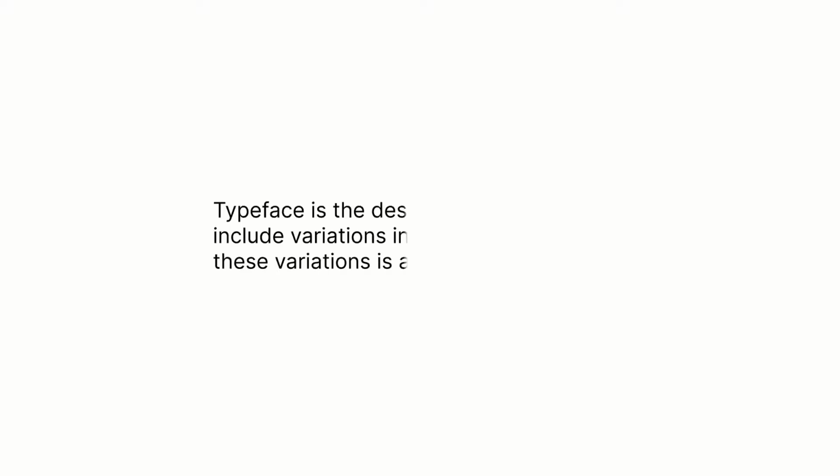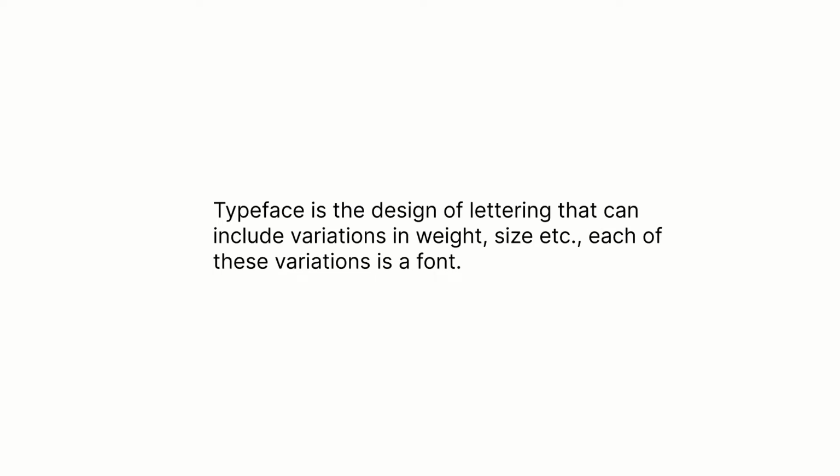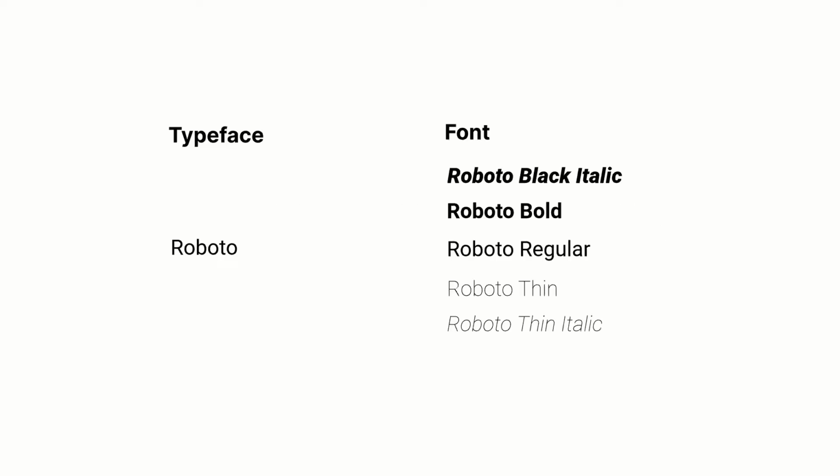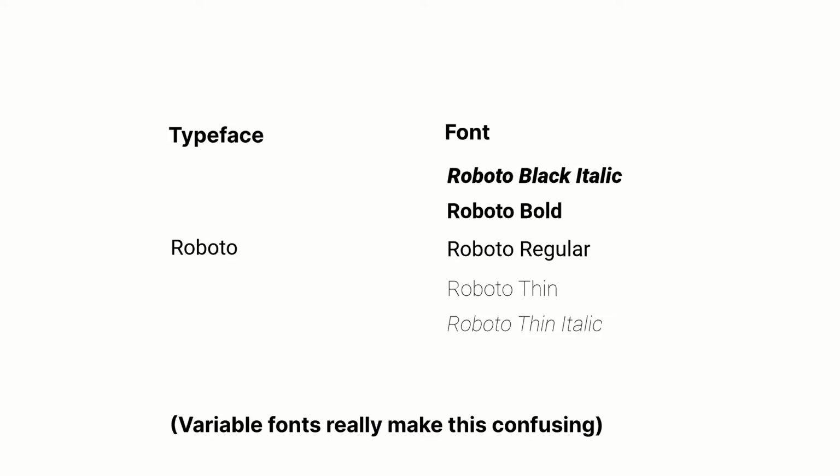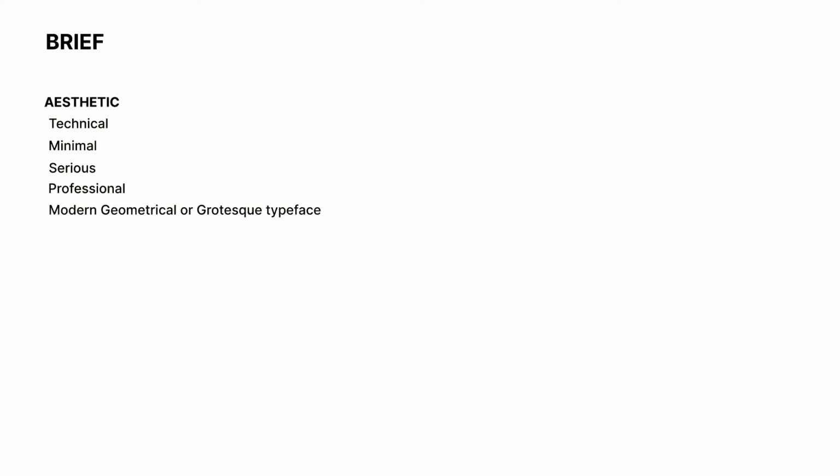What is a typeface? According to the definition, a typeface is the design of lettering that can include variations in weight, size, etc. Each of these variations is a font. So Roboto would be a typeface, while Roboto Black Italic is a font. But remember, it's not just about how you want your logo to look, but about the possible constraints.